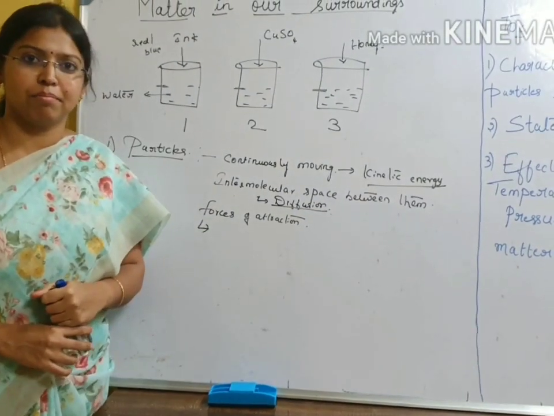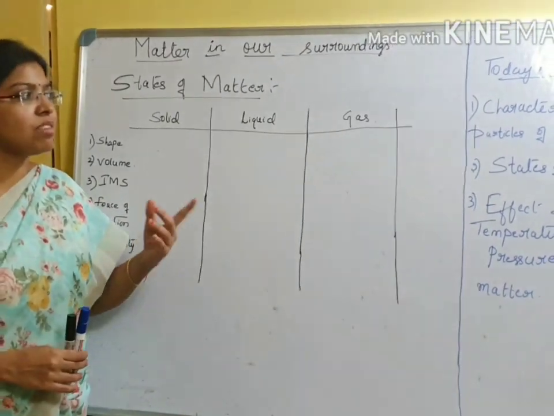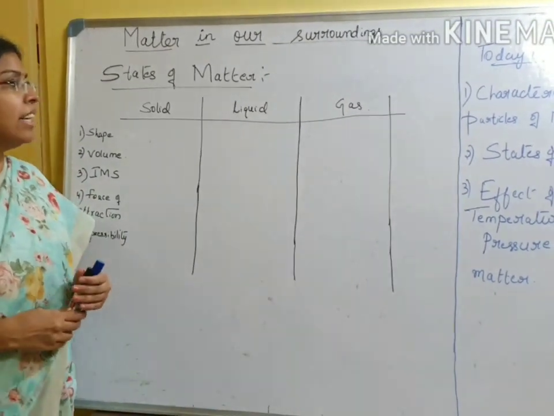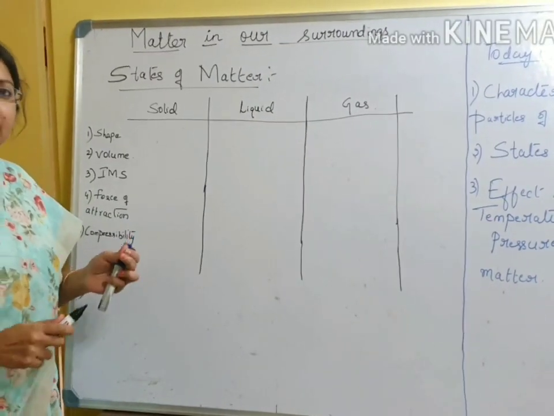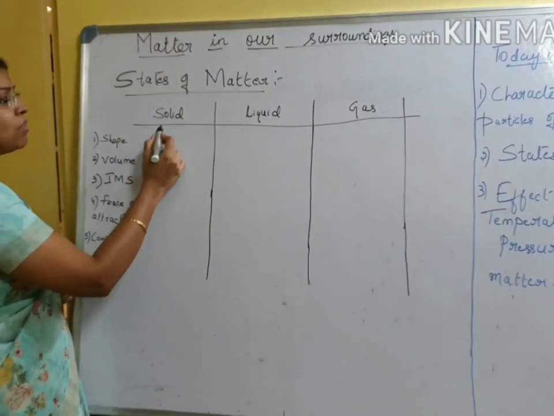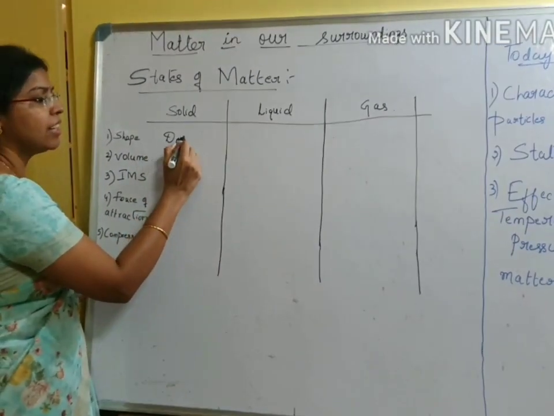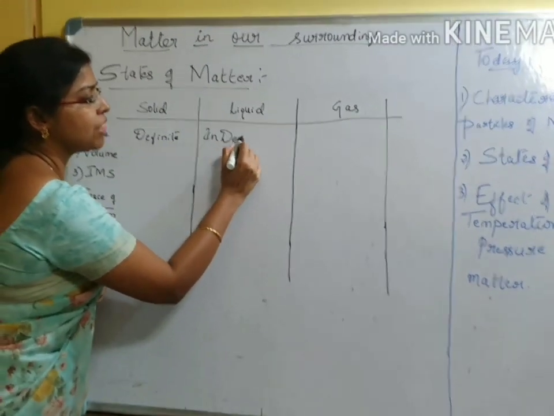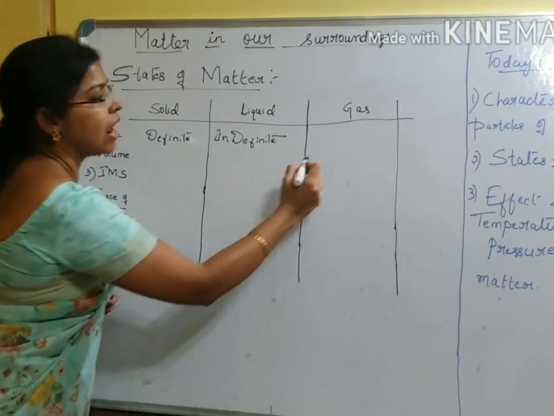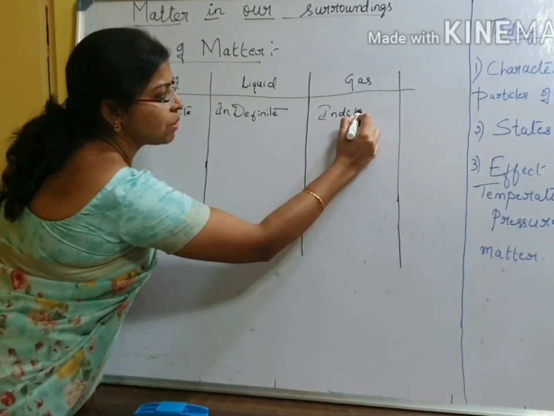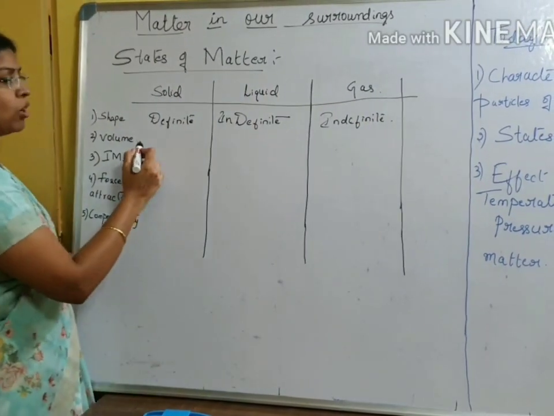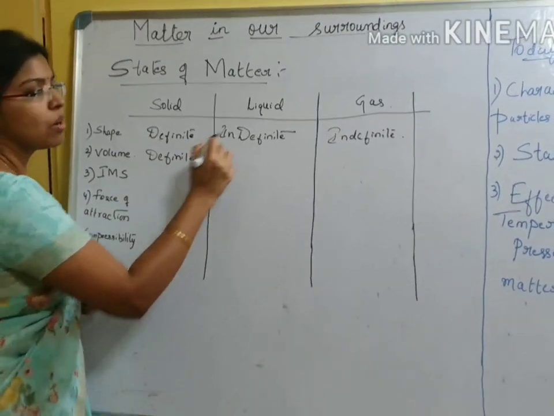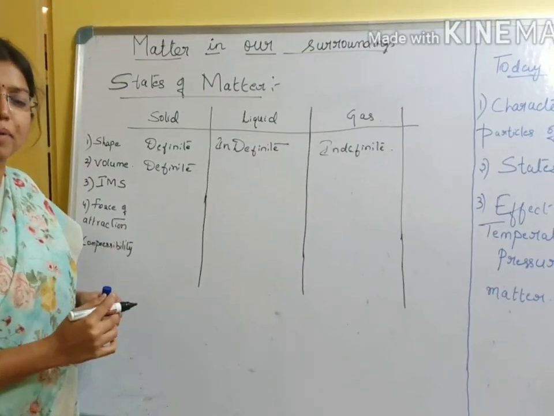Coming to states of matter, what are the different states of matter? You all have learned in the previous classes: solid, liquid and gas. What are the properties of solid, liquid and gas? We will just recall them. How is the shape of the solid? Is it definite? It has a very definite shape. What about liquid? It has indefinite shape. And gas also has an indefinite shape. What about volume? Solid occupies a definite volume. What about liquid? Liquid also occupies a definite volume.